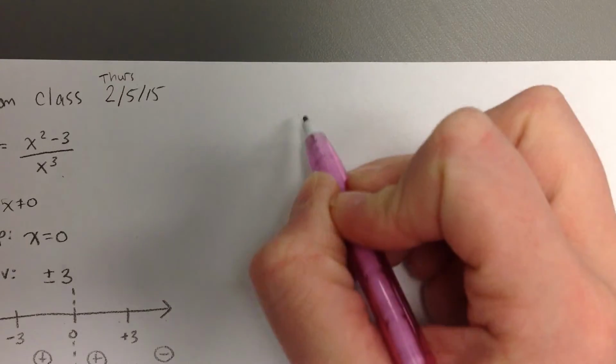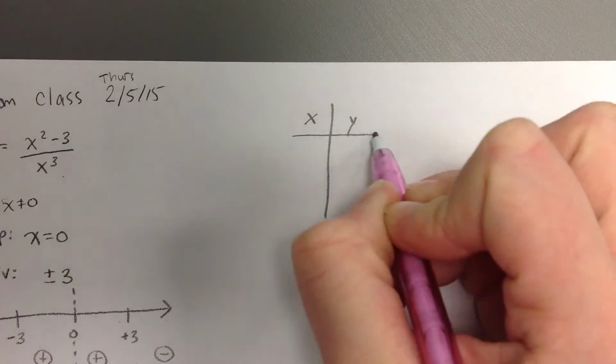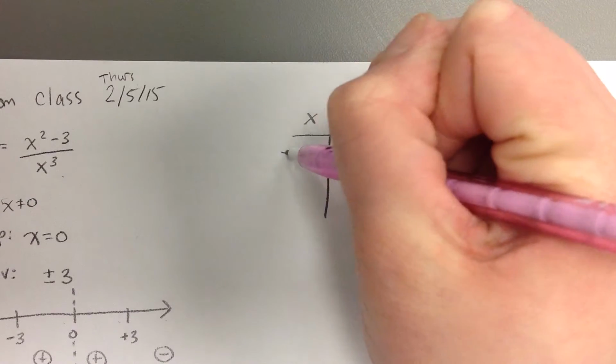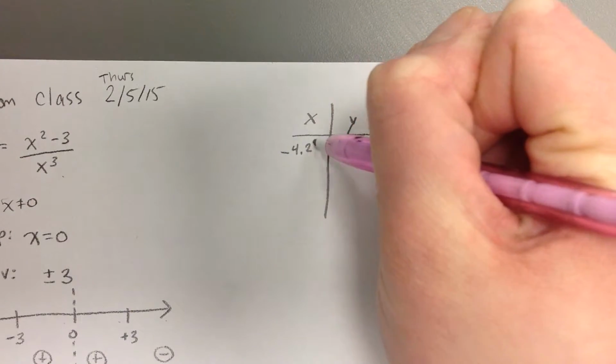Okay, things we know. We know stuff is happening at a couple specific x values, and we're going to find out what those y values are that match with it. We know that something is happening way over at negative 4.24, etc.